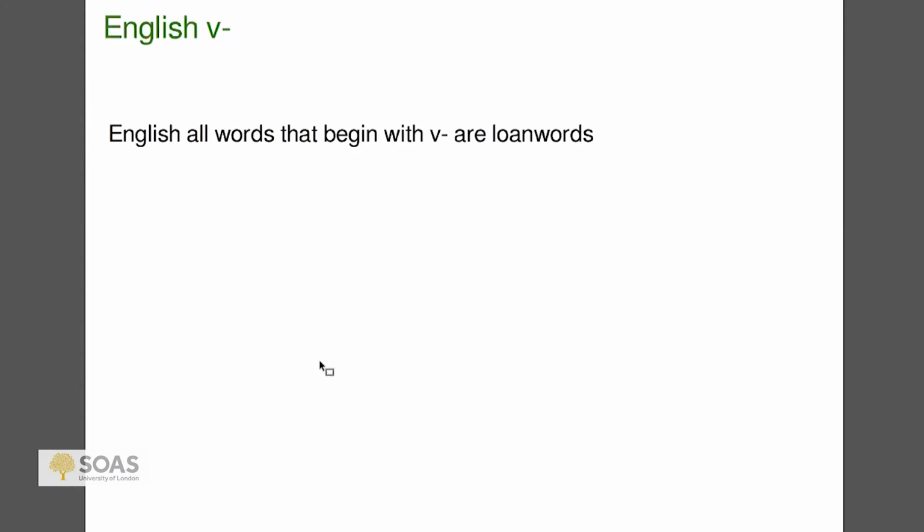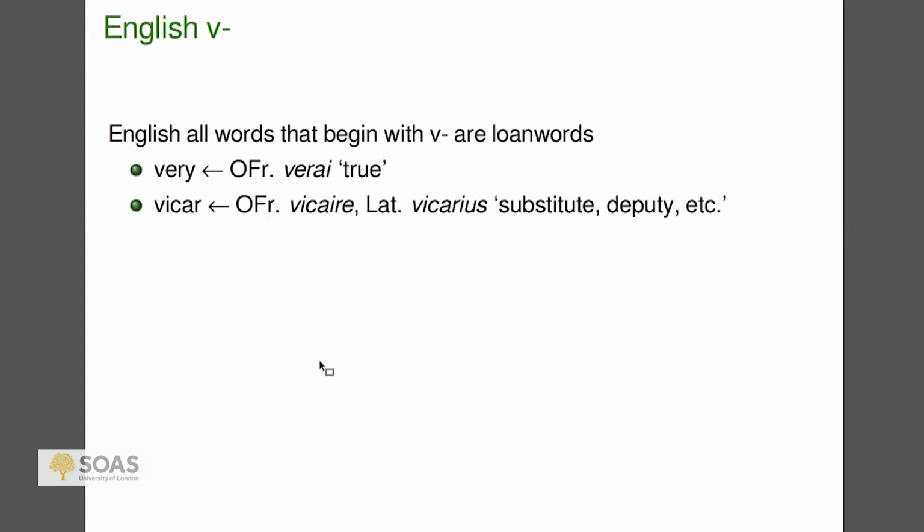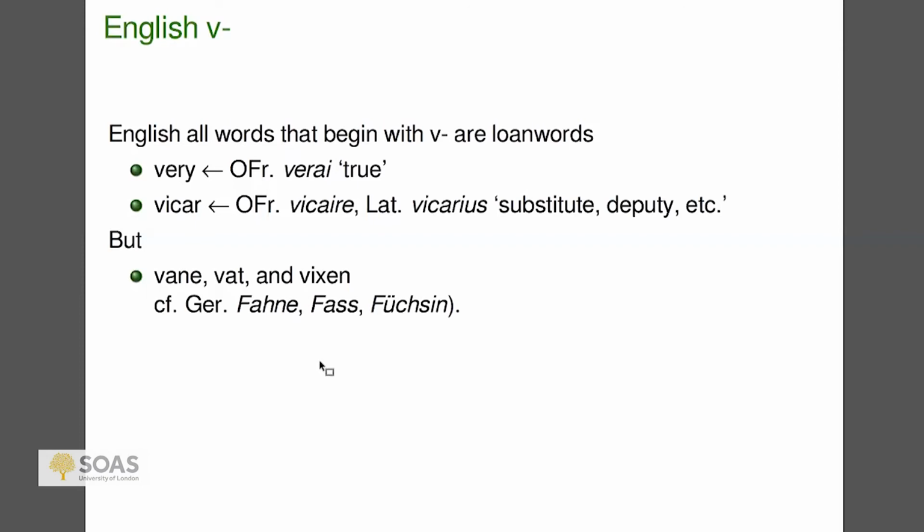So all English words that begin with V are loan words, like very is from verre, and vicar is from vicaire. But what about vein, vat, and vixen? Because if you look at German, they have quite good Germanic etymologies. Fahne, which means flag, Fass, which is barrel, and Füchsin, which is the same as vixen, right? So why don't they have an F in English?